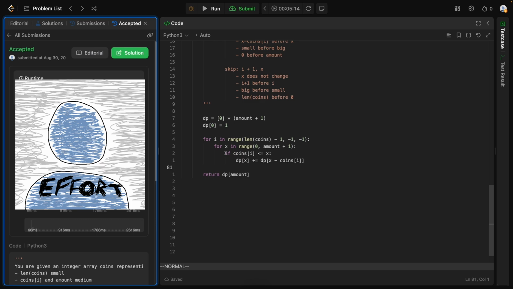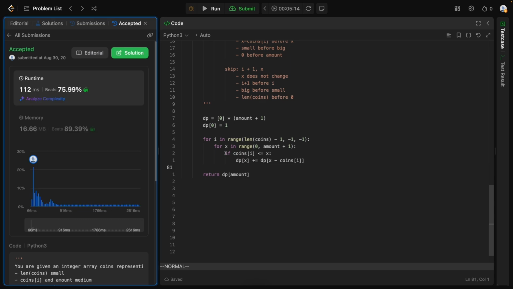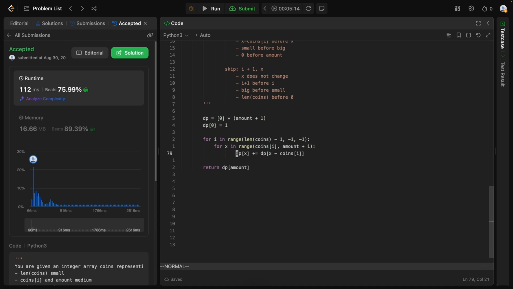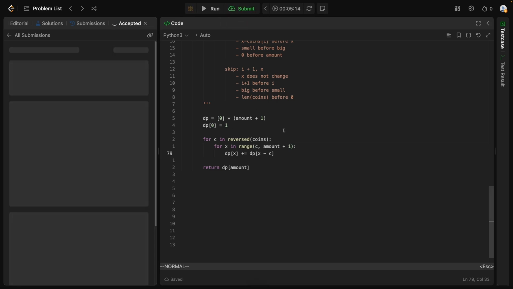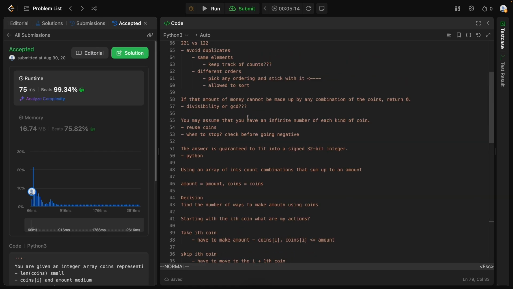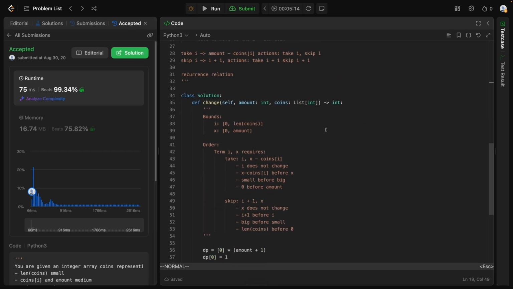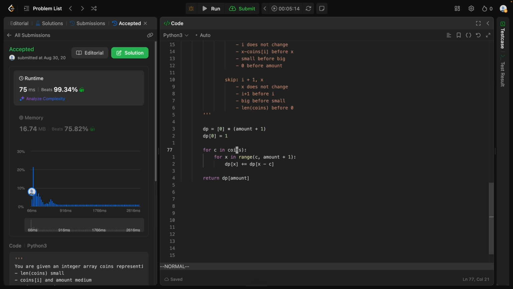This is another reason why dynamic programming seems so confusing. We can optimize it so much that we can't even see the recurrence relation anymore. If I'm only changing something every time that coins of i is less than or equal to x, I can just start the first x to be at coins of i, so I won't have to check. I also don't need to index with i anymore, since it's only used to index coins. So I can just iterate through the elements in reverse order. Based on my observations, order of the elements doesn't matter, as long as I stick to one, so forward is the same as backward.